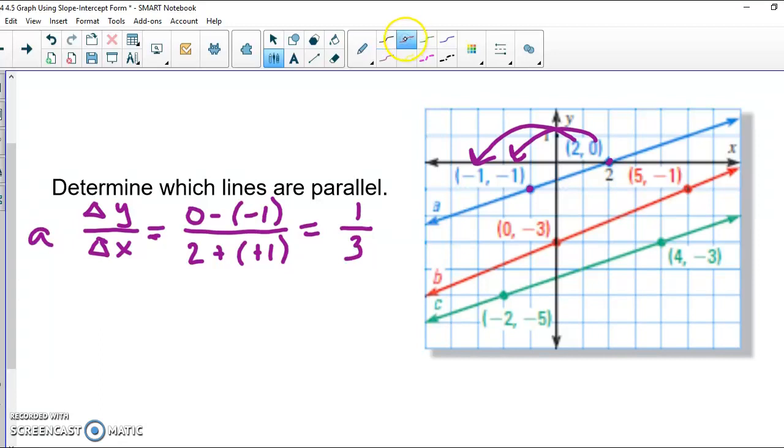Let's check line B. I'm again going to find my change in y over my change in x. So I'm going to start with my first y value, which is -1 minus -3.